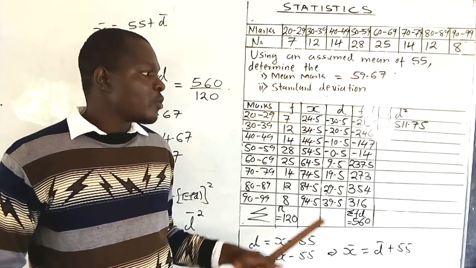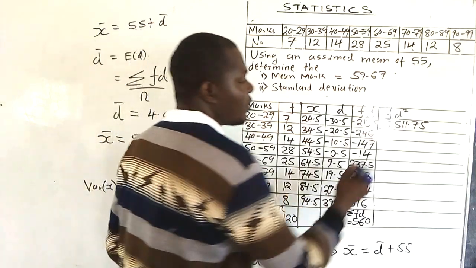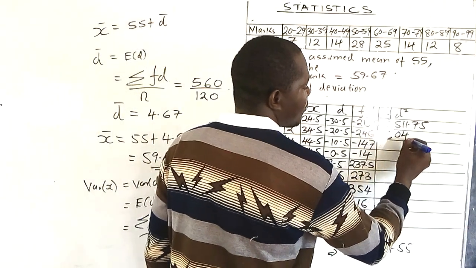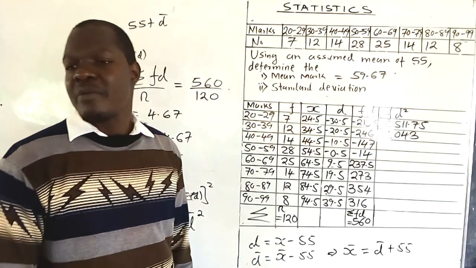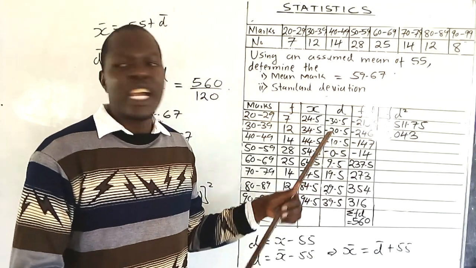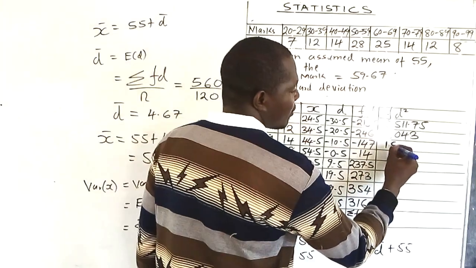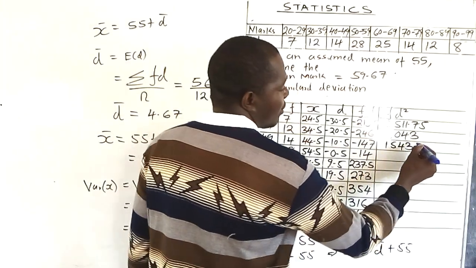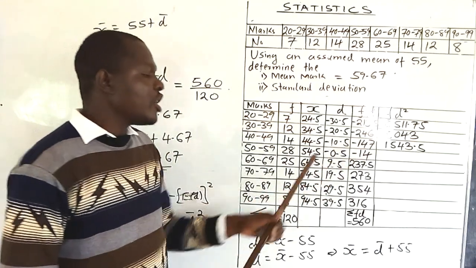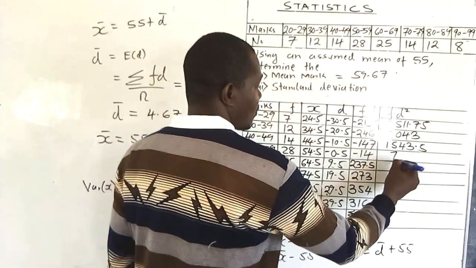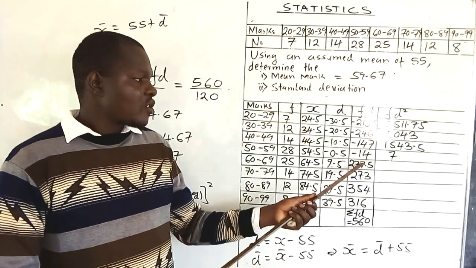246 times 20.5, because negative times negative is positive. 5043. Then next, F times D, 147 times 10.5. Those negatives don't be there, because negative and negative is positive. 1543.5. Then go to the next one, F times D. What do you get? 7. Go to the next one.